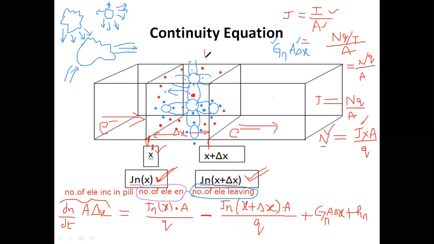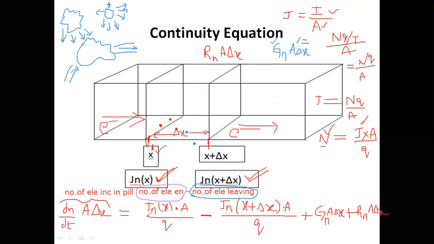Now I want to find the recombination rate of electrons only in this pillbox, not the total semiconductor material. So what I will do is multiply Rn with the dimensions of the small pillbox, A delta x. So Rn into A delta x. So this is my total equation.